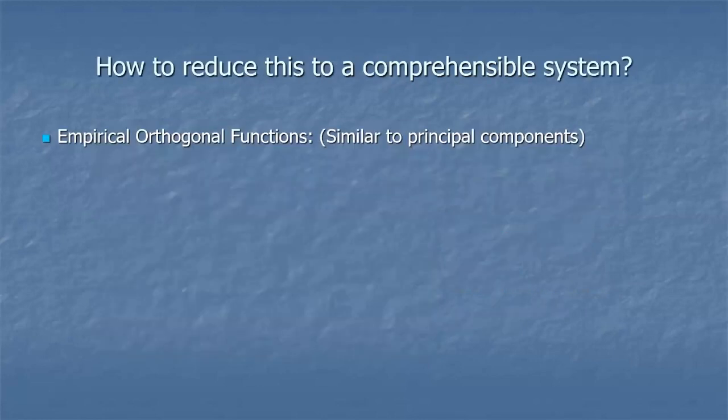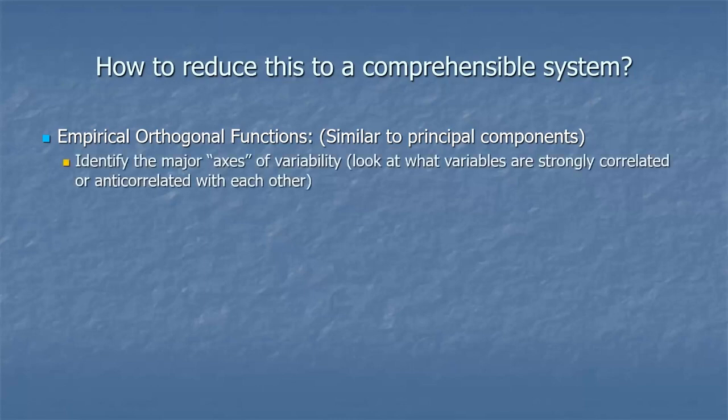So how do we reduce this to a comprehensible system? Well, it's something that has been used in the climate community for almost 70 years, and it is now considered part of artificial intelligence and machine learning, but Ed Lorenz started using it in 1956. It's the idea of empirical orthogonal functions. Empirical orthogonal functions are similar to principal components. The idea is that you identify the major axes of variability.